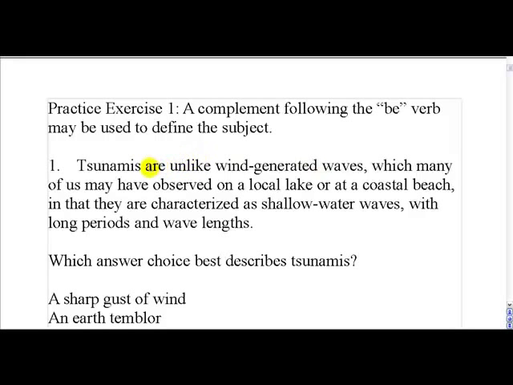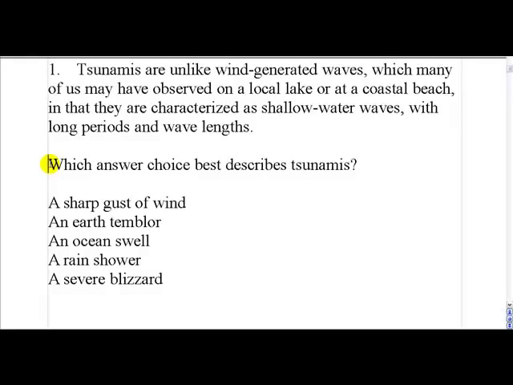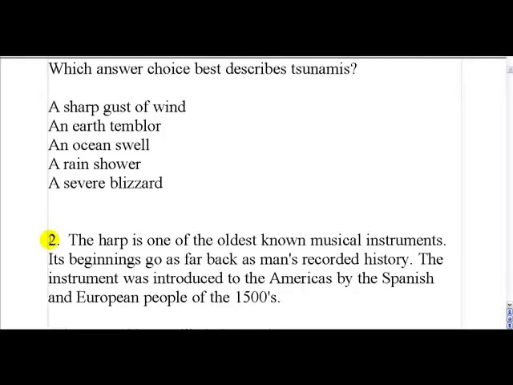That's why I always tell students, whatever you do, don't stop when you see a word you don't know. Usually keep reading, and usually you can figure out what that word means by the paragraph that contains that word. Obviously here, which answer choice best describes tsunamis? It's something to do with water, isn't it? So we have here an ocean swell, and swell is the same in meaning as wave. So C is your best answer. Let's take a look at another one.